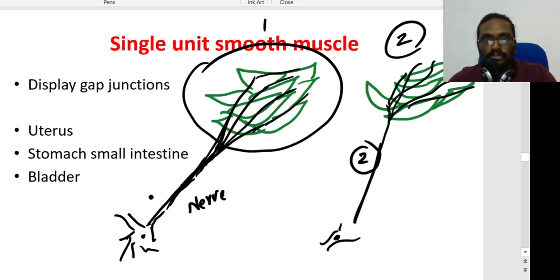And mind you, this is an autonomic neural supply. When you compare it to skeletal muscle, that was a cortical supply. It was coming from the cerebral cortex. But in this case, these smooth muscles are not supplied by the cerebral cortex.